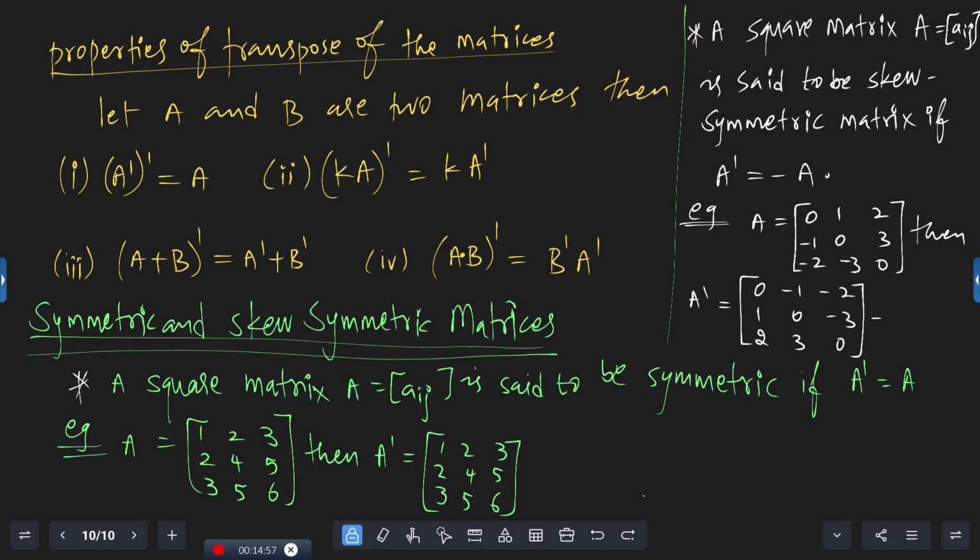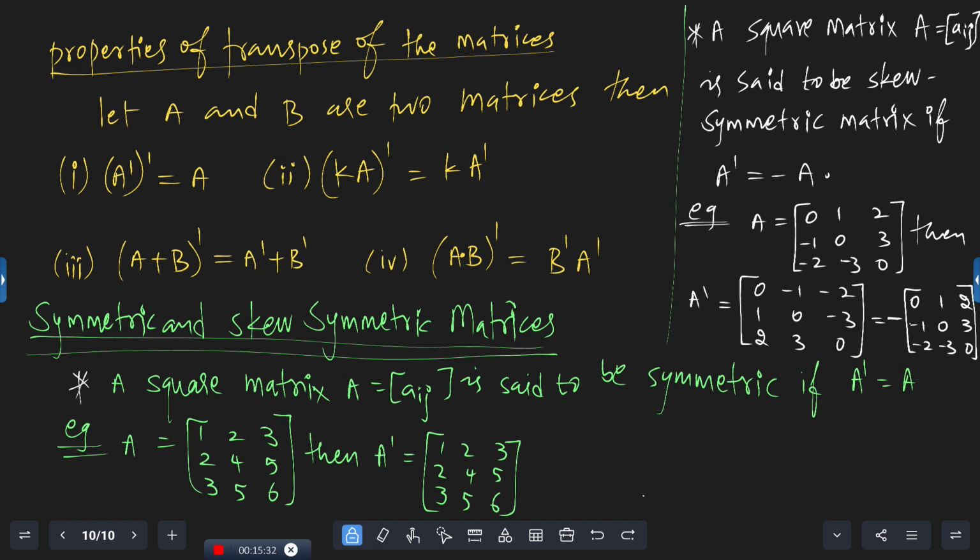Children, in the matrix after taking the transpose, if we take the negative outside, what will happen? All negative elements will be positive, positive elements will be negative. So 0 will be 0 as it is, but minus 1 will be plus 1, minus 2 will be plus 2, like that. Plus 1 here will be minus 1. So minus 2, minus 3, here 0. Minus 3 and 0 will be plus 3, 0.